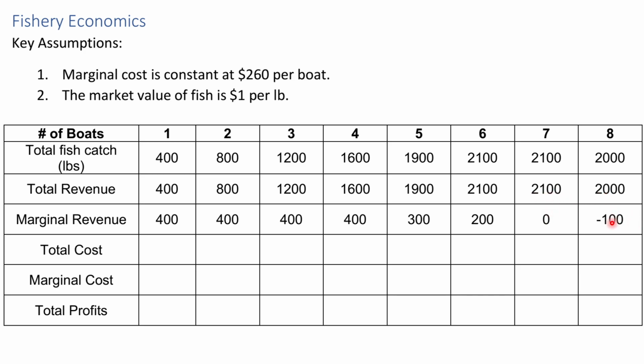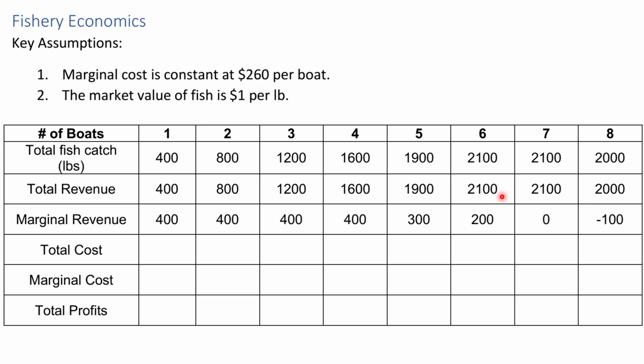Same thing example here. When the 8th boat comes in, negative 100. This means that because of the 8th boat, the overall catch went down by 100. But this does not mean that the 8th boat catches negative 100 pounds of fish or $100 worth of fish.